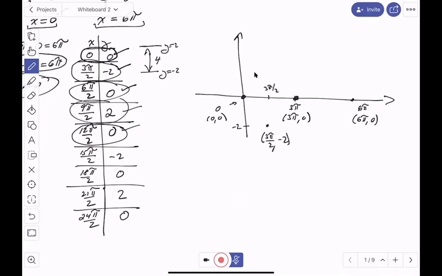What's the next point I would put down? Well, that's 9 pi over 2, right? That's dead center here, right? I'll write that down for you. And what does it go up to? It goes up to 2. Well, that's minus 2. I guess this would be 2 up here about, right? I'll put the point down for you. And what's that point going to be? Well, 9 pi over 2, comma 2.